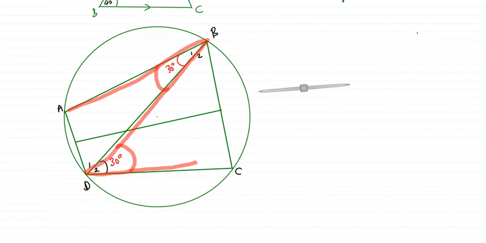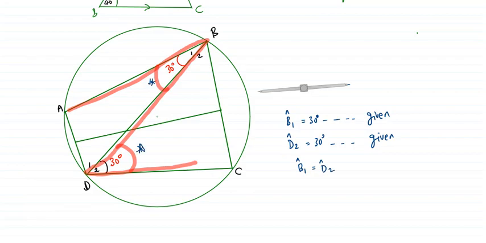So I start again. I say angle B1 is equal to 30 degrees. Why am I saying that? Because it's given in the diagram. Angle D2 is 30 degrees. Why am I saying that? Because it's given in the diagram. So that tells me that if B1 is 30 and D2 is 30, then angle B1 is equal to angle D2, because both of them are equal to 30 degrees.